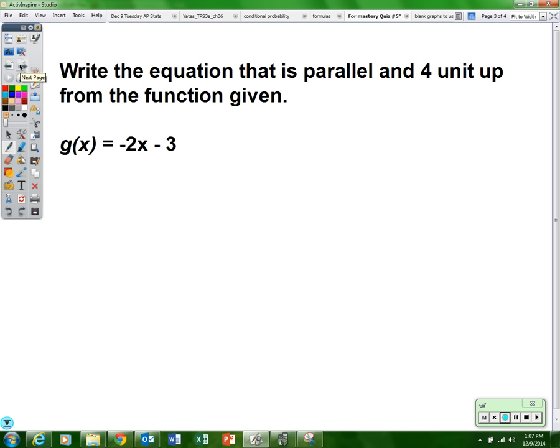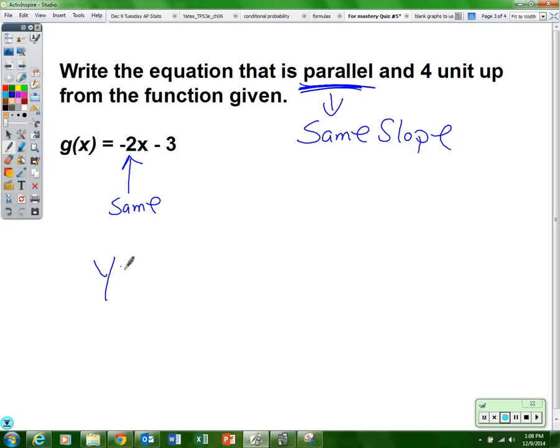Problem number 3, write the equation that is parallel and 4 units up from the function given. Remember, parallel means that the 2 equations will have the same slope. Okay, so here's your slope. We want to keep that the same. So we're going to say y equals negative 2x. Okay, now it is parallel, and 4 units up from the function given.